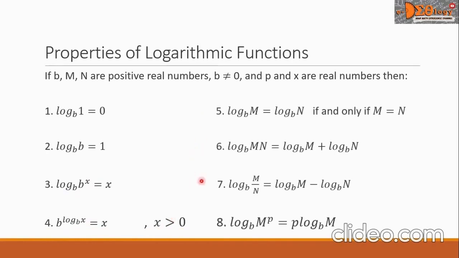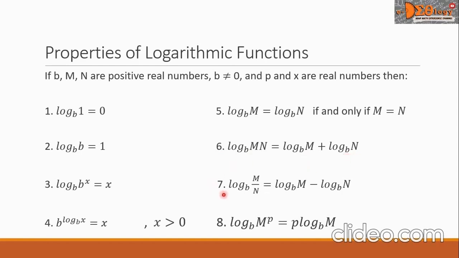Let's have the 5th, 6th, 7th, and 8th properties of the logarithmic functions. Number 5, the log of M to base b equals the log of N to base b if and only if capital M is equal to N. This property is used normally when we are solving equations. Property number 6, this is the log of a product MN. If we take the log of the product MN to base b, this is equal to the log of M to base b plus the log of N to base b.